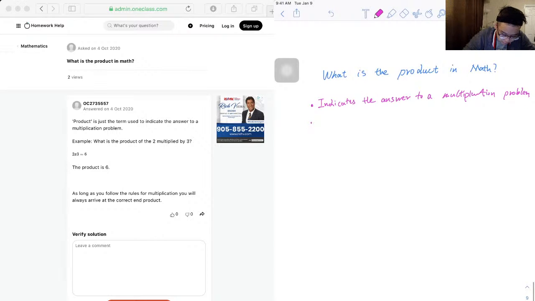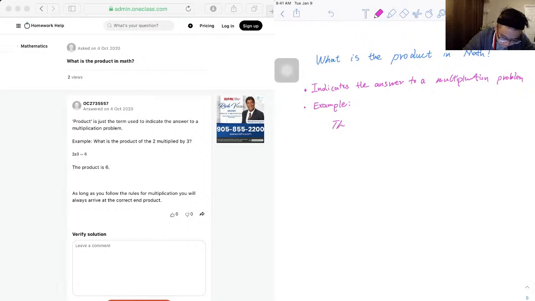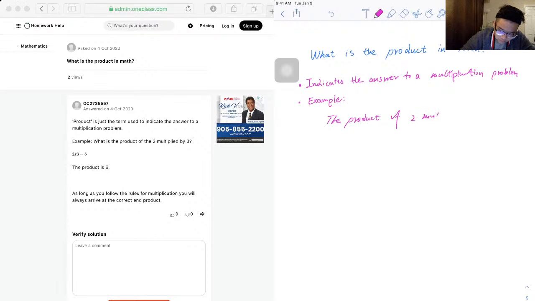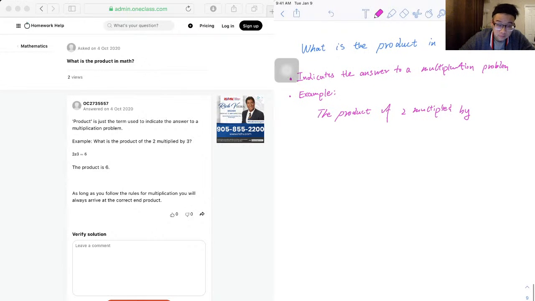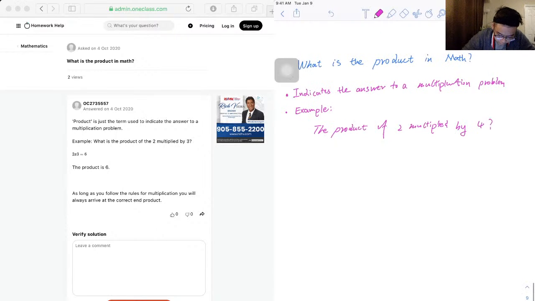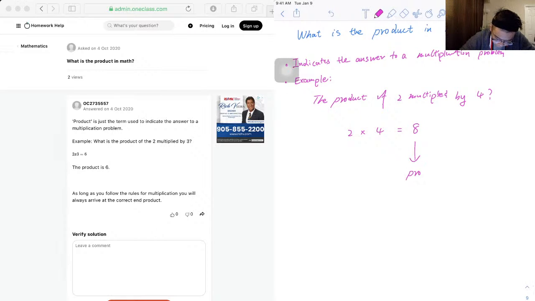And coming up, we have an example. First, I want to know the product of 2 multiplied by 4. In this case, we just do our multiplication, which is 2 times 4 is equal to 8. And 8 is our product, or the product is 8.